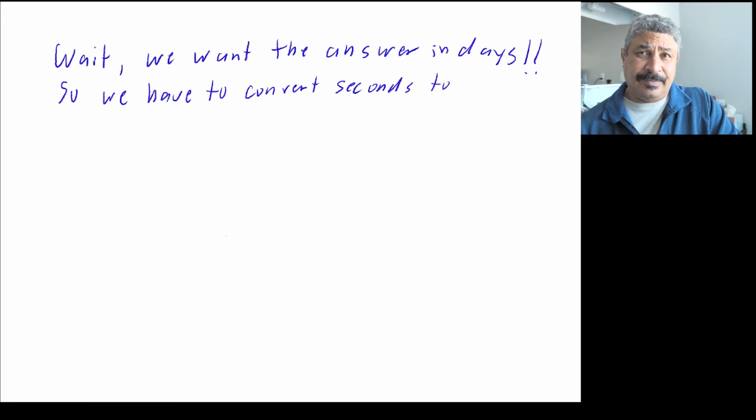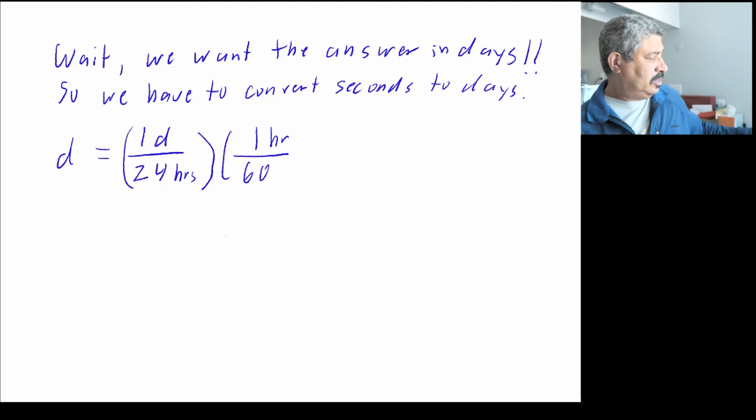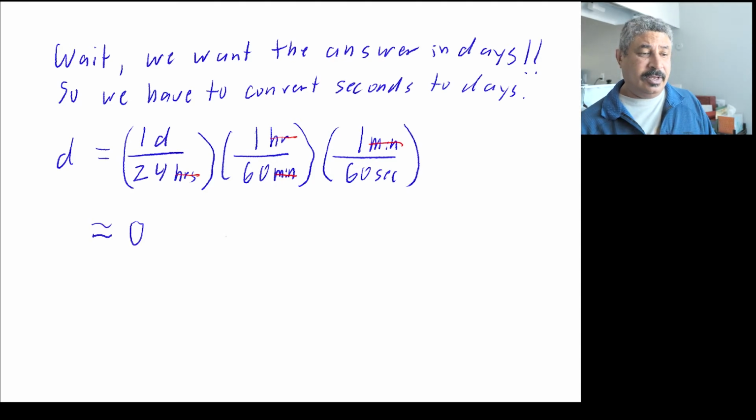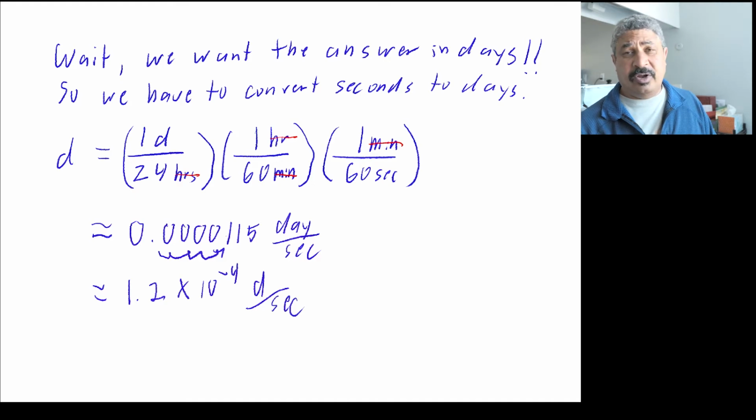The hours will cancel out. Then I have 60 seconds per minute. Again, I multiply that by my factor, and my seconds cancel out. I end up with the answer just in terms of days. So what do I have as my final answer? Well, remember I have 24 hours within a day, 60 minutes within an hour, and 60 seconds within a minute. So that is 86,400 seconds within one day.